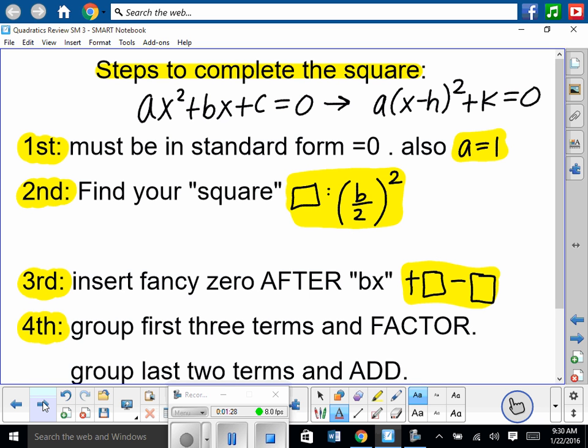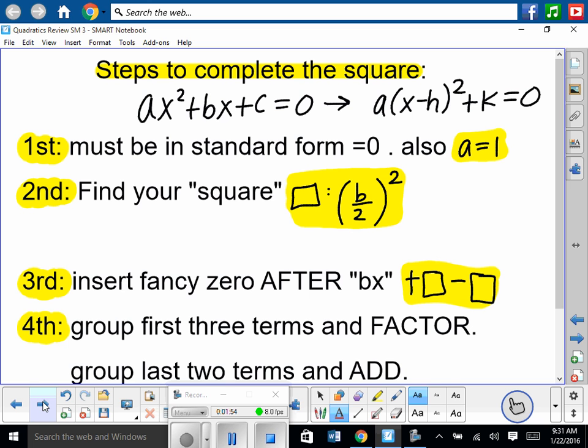Second, you have to find your square, which is always (b divided by 2) squared. So this is the formula to find our square. That's why it's called completing the square. We're finding the value that makes it a perfect square. Then third, you'll insert your fancy 0 after bx. You'll add your square, subtract your square, just so you don't change anything. That's why we call it a fancy 0.